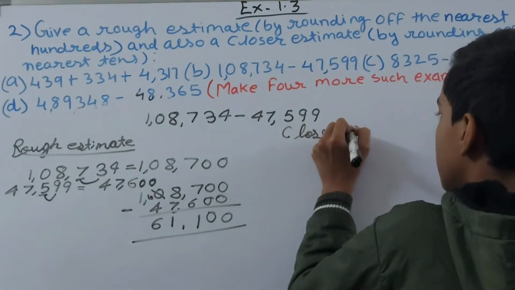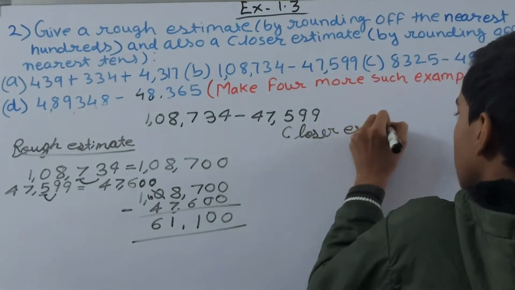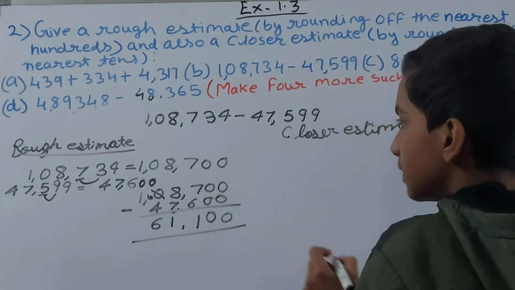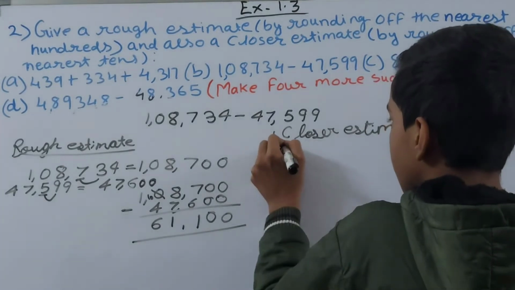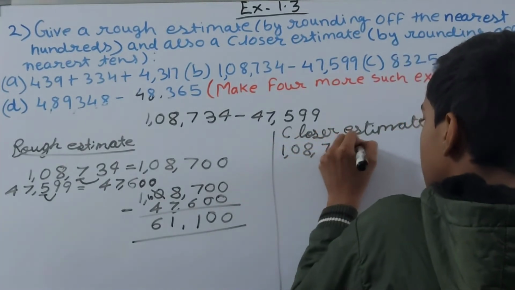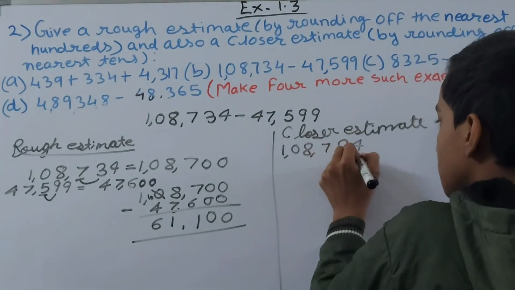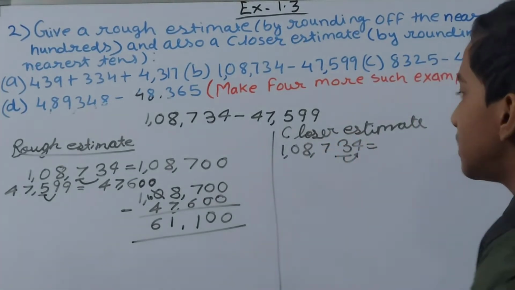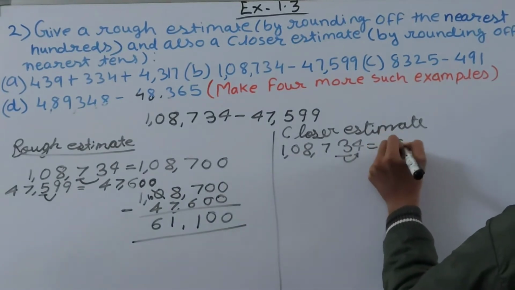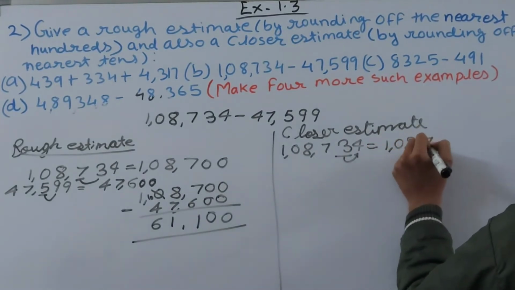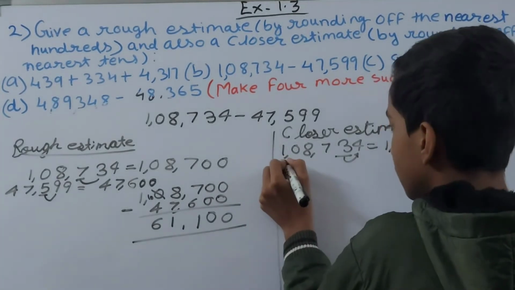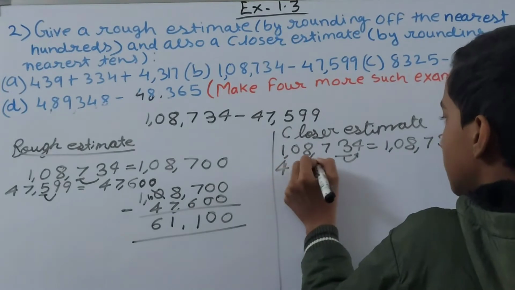Now we will come to solve the closer estimate. For the closer estimate we will round off the numbers to their nearest tens places. So first we have 1,08,734. The digit at tens place is 3, move one place back we have 4, that means this 4 will turn to 0, nothing will be added to 3. So 1,08,730. Okay, then 47,599.